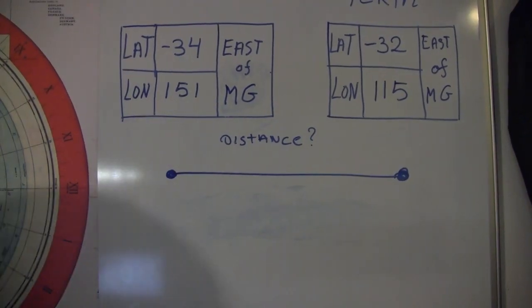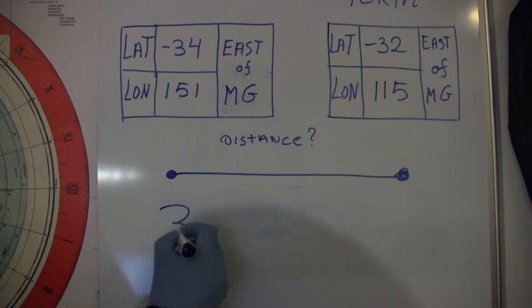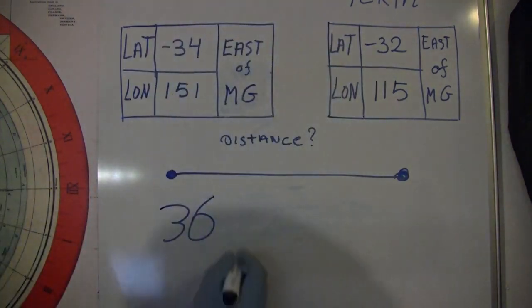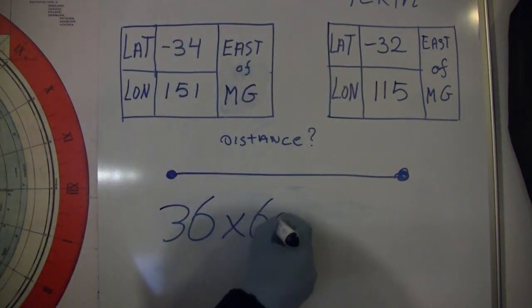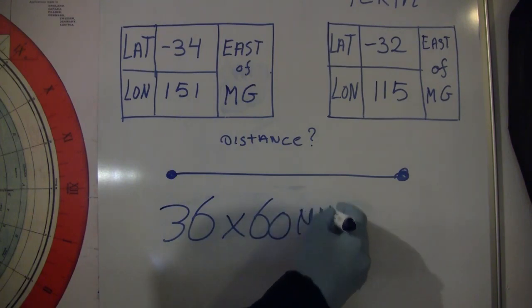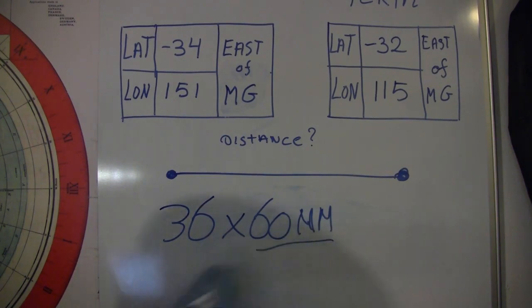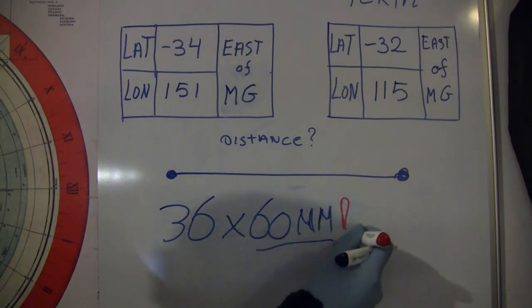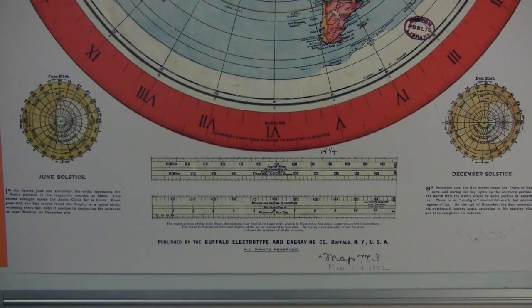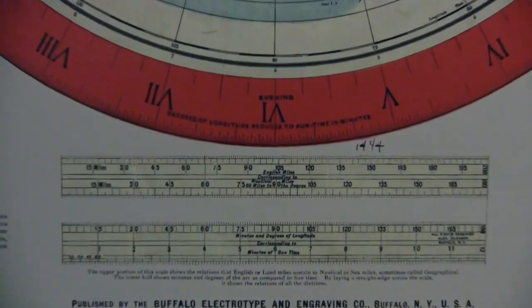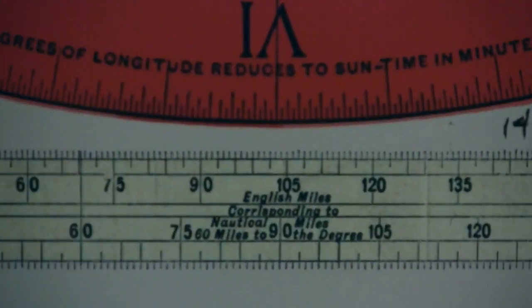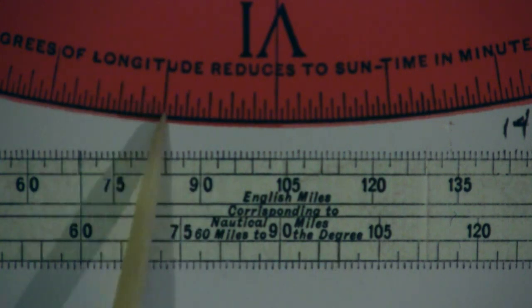The real distance between Sydney and Perth is 36 degrees. That's the amount of degrees between Sydney and Perth. Multiply by 60 nautical miles. Why 60 nautical miles? To answer this question, we have to read between the lines. And it says 60 miles to the degree. It means each degree is in reality 60 nautical miles.